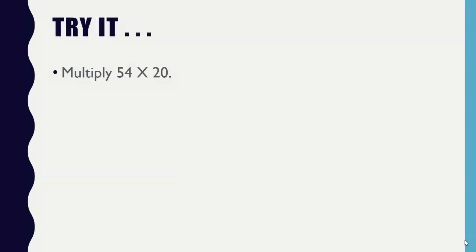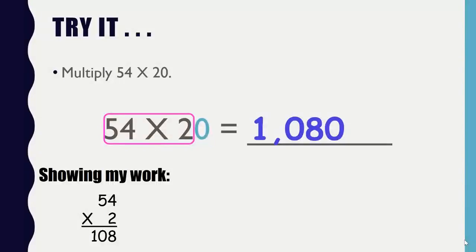Now it's your turn to try. Multiply 54 times 20. Pause the video here and give it a try. Let's see if you're correct. When looking at 54 times 20, do you see a multiple of 10? You should. Therefore, you should break apart the 54 times 20 into 54 times 2 with the 0 off to the side. We show our work as 54 times 2 to get 108. Once we have our 108, we'll write it down and attach that 0 from the left onto the right to get the answer of 1,080.